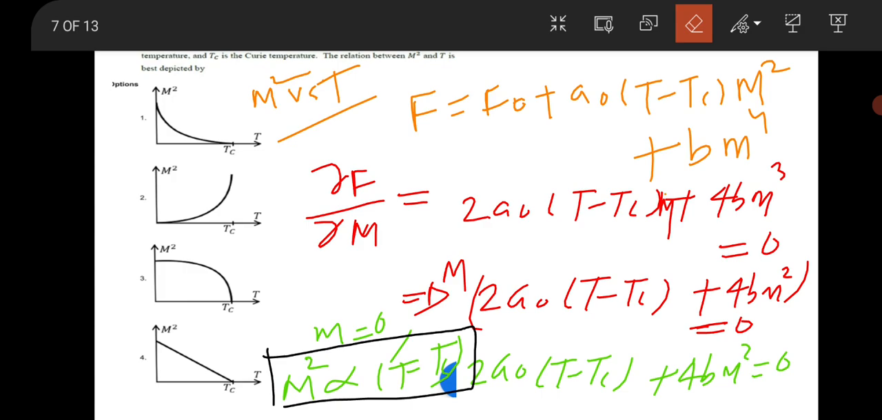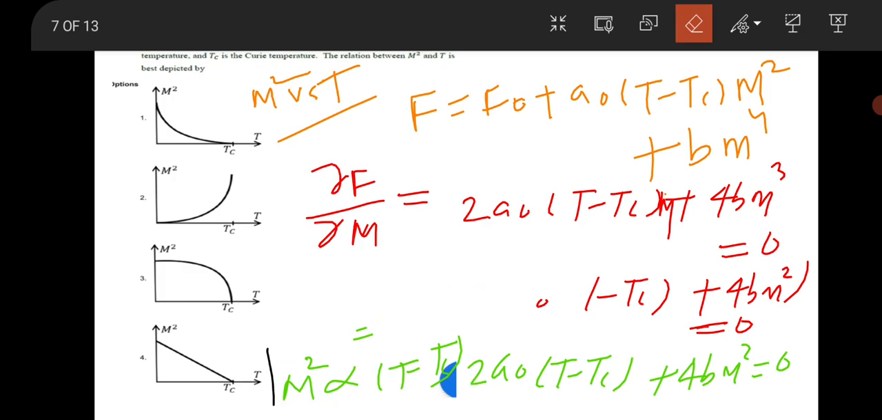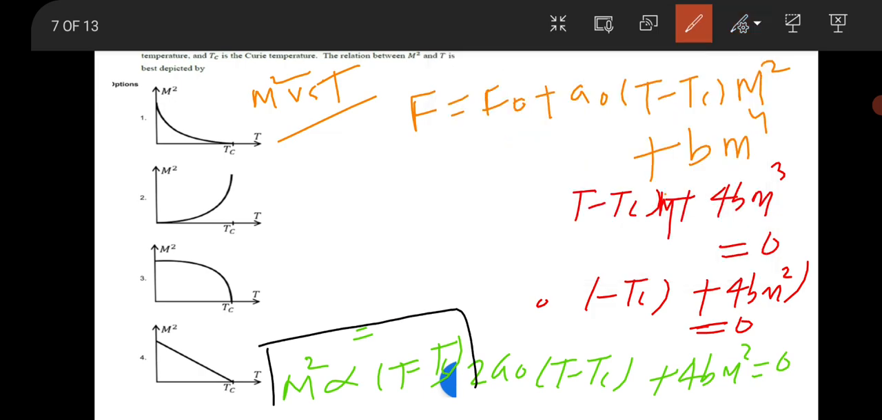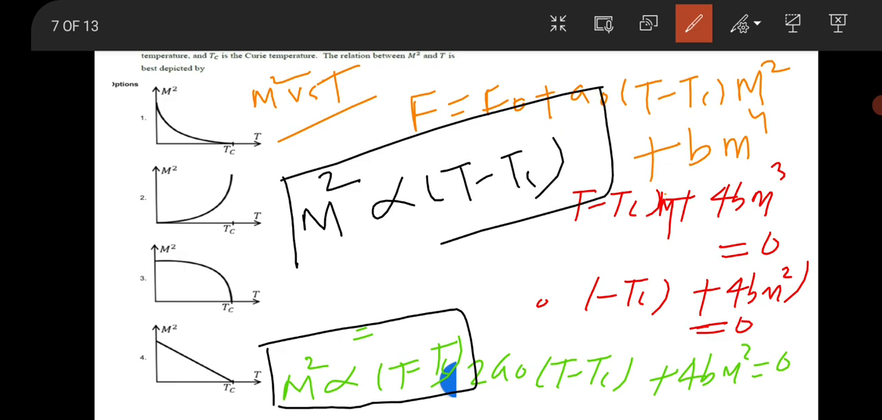Erase this portion and look at this relation carefully. We are getting m^2 proportional to T - Tc. The question asks the relation between m^2 and T. So what is the relation between m^2 and T - Tc? It is a linear equation, just like a straight line equation. So the best graph will be option 4.